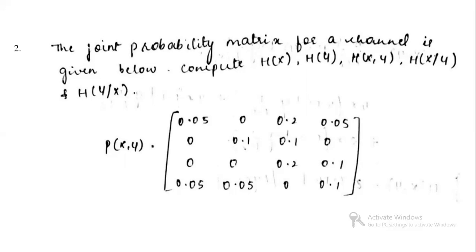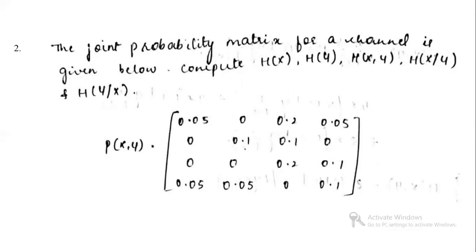But in the previous question, they had given you a conditional probability matrix. So from this matrix, we can directly get the input probabilities and the output probabilities. In the question, they haven't mentioned anything about the input probability or output probability. From the joint probability matrix, we need to calculate the input probabilities and the output probabilities.